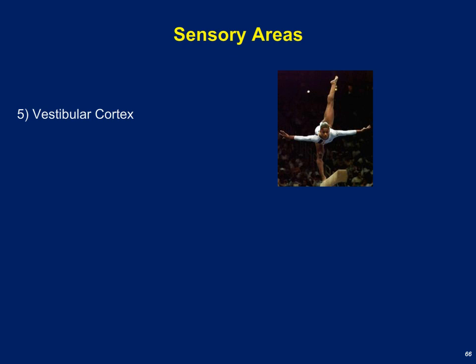Also located within the insula is the vestibular cortex. The vestibular cortex receives information from the inner ear and allows us to perceive our orientation relative to gravity and also sense rotation and acceleration. One of the things the vestibular cortex allows us to do is have a very good sense of balance. So here you can see somebody standing on a balance beam. This would not be possible without the inner ear and also the amazing processing abilities of the vestibular cortex.